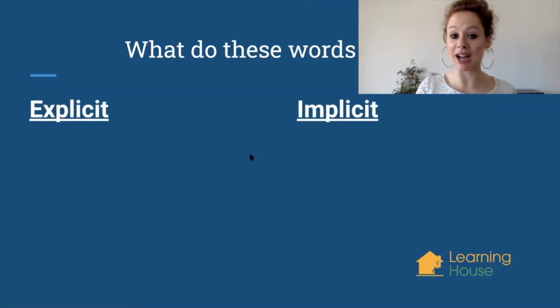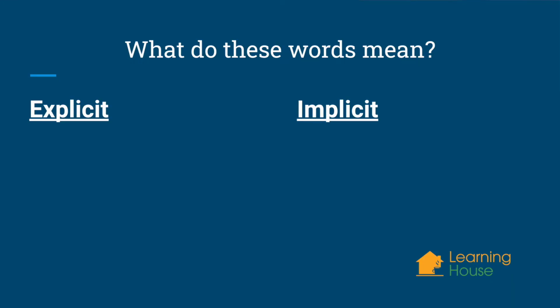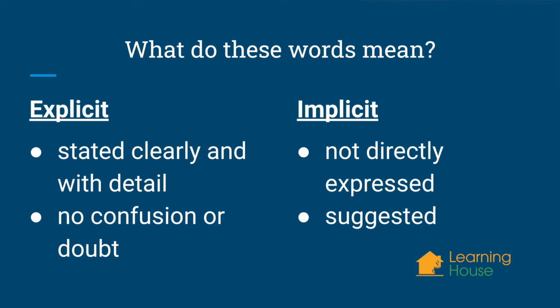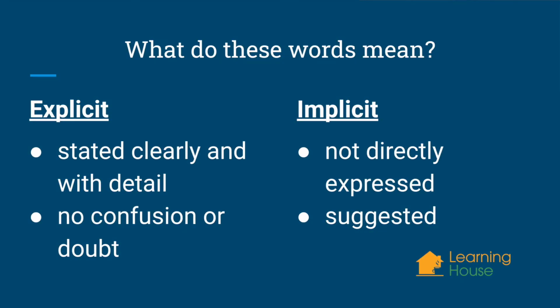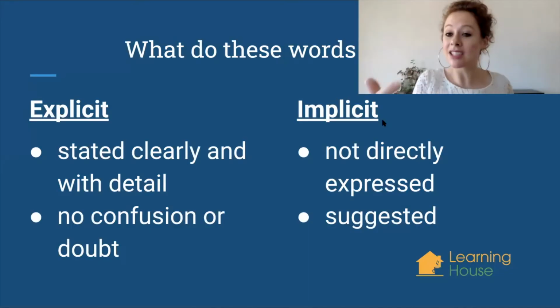So before we go on, you have to know the difference between these two words. What's the meaning of explicit and what does implicit mean? Explicit means it's there, it's obvious, it's in your face, it's clear, there's no confusion, no doubt of what it could mean. Implicit means implied. So it's not clearly stated, it's a suggestion.